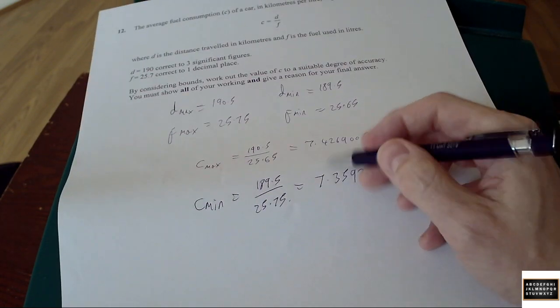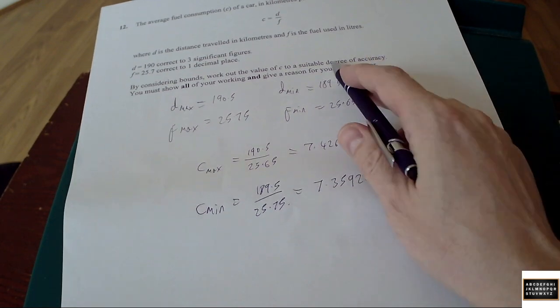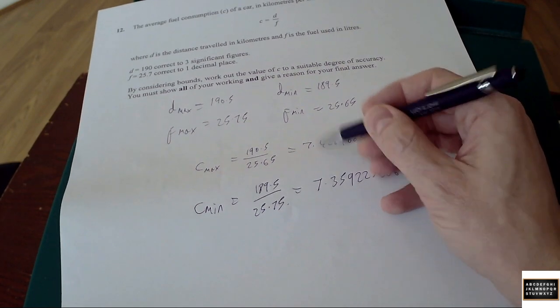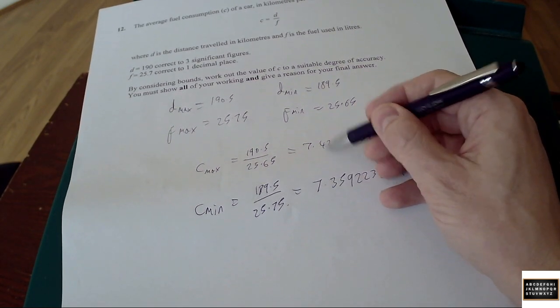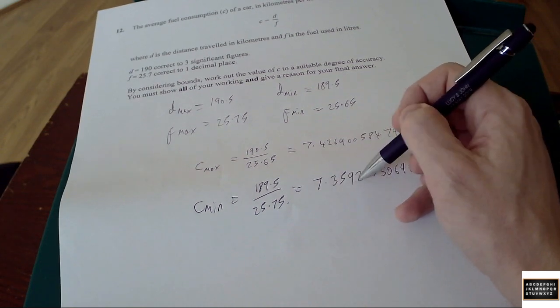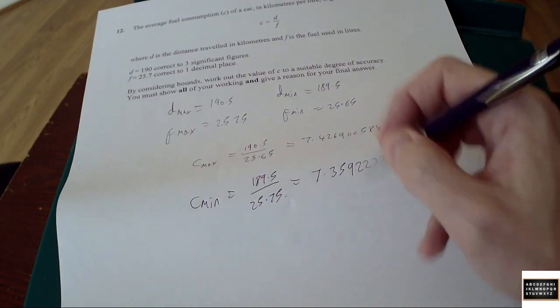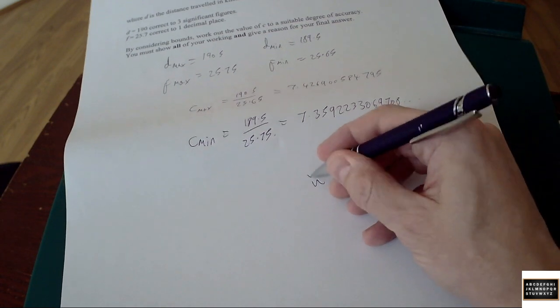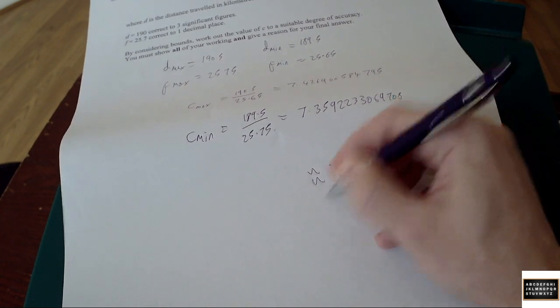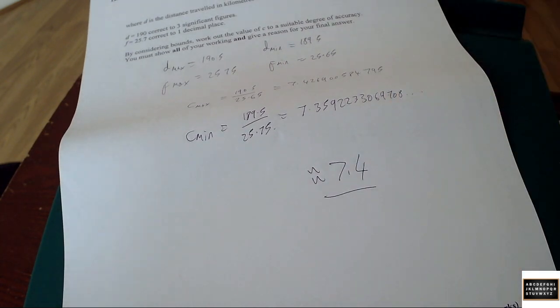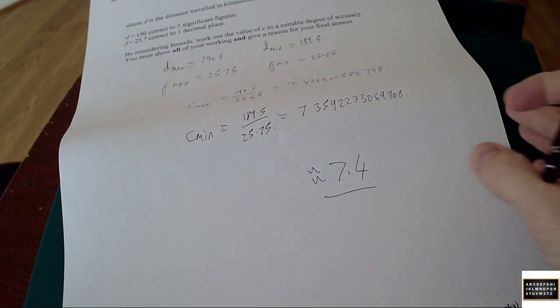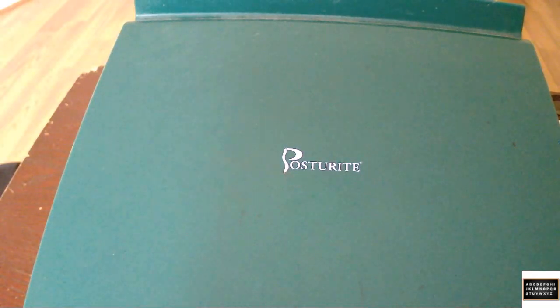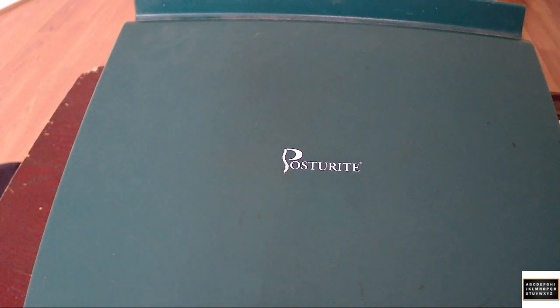Okay, and we want to look at where these agree to a suitable degree of accuracy. They're both 7, they're both 7.4, but they don't agree beyond there. So 7.4 is where they agree. So to a suitable degree of accuracy, the numbers both match to 7.4. So it's a very straightforward answer. That's how you do it. Make sure you're aware.